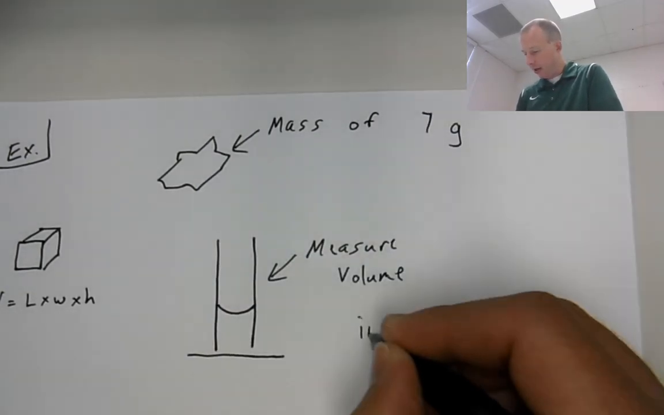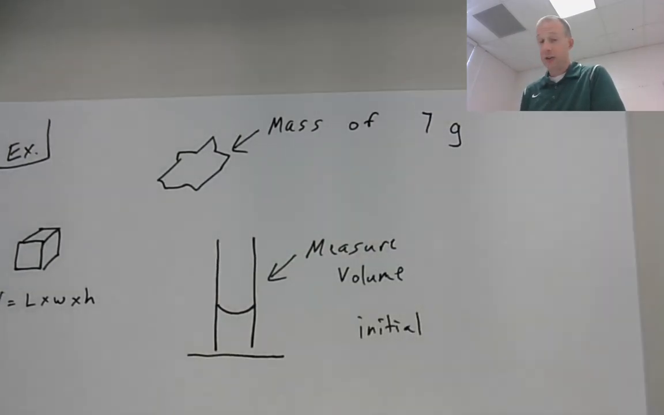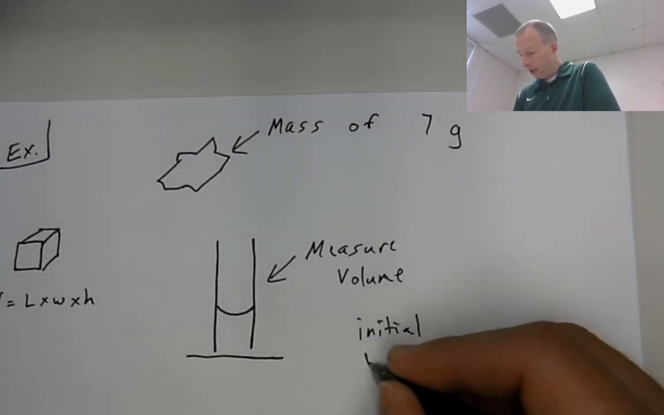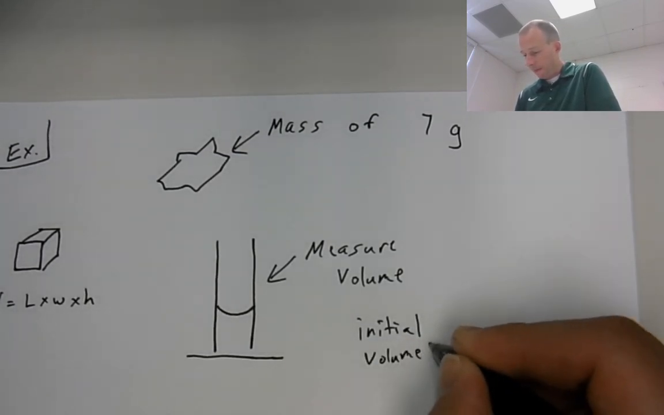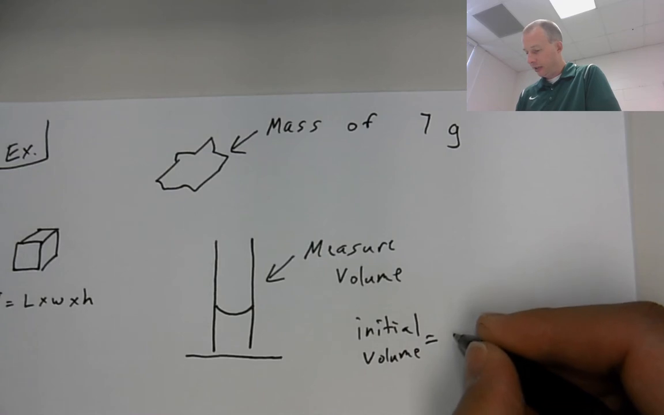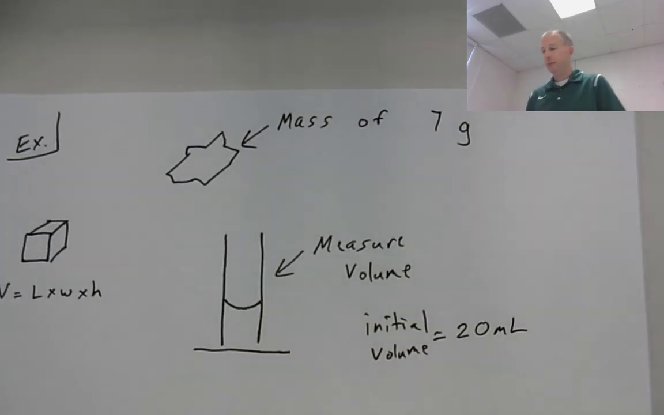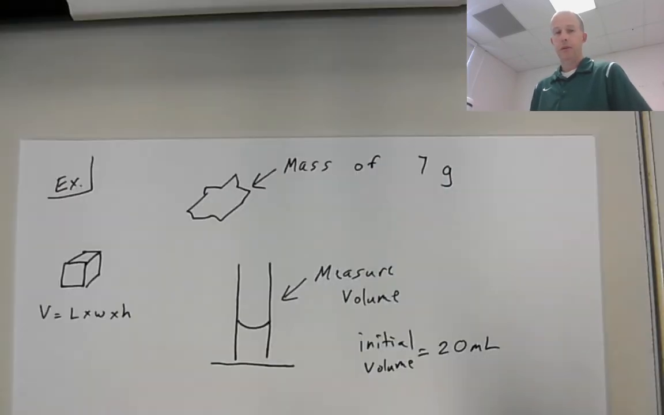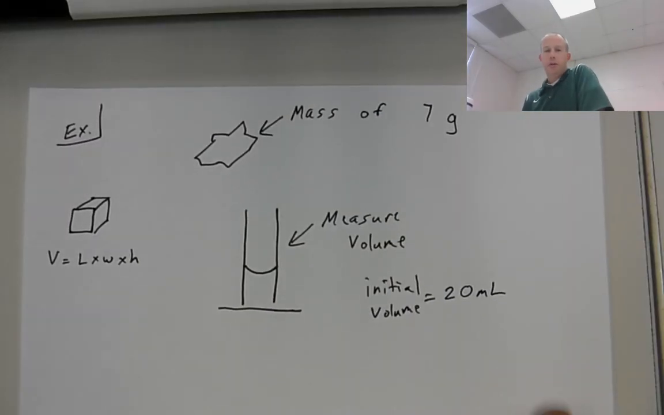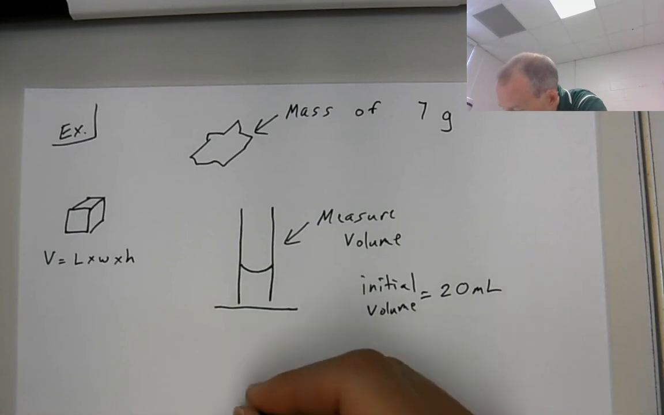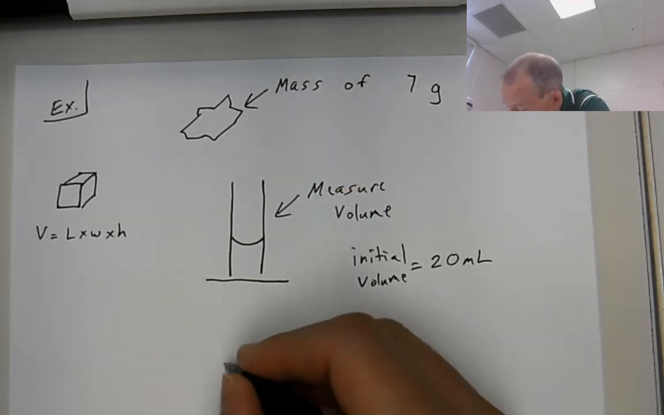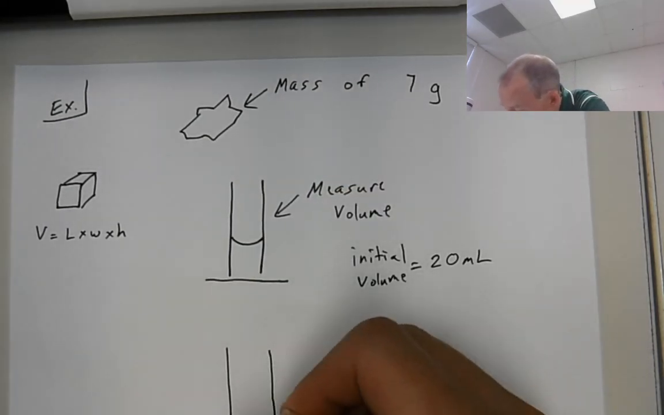And let's say, so our initial volume, if you don't know what the word initial is, it means first. Our initial volume, we'll say, is 20 milliliters. All right, that's your initial volume. So this is before, now let's draw an after. Same graduated cylinder.